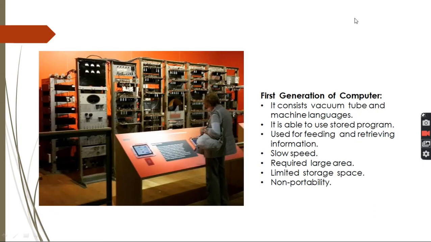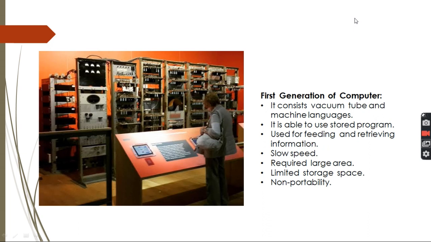So here we will start the first generation of a computer. The period of first generation of computer was from 1942 to 1955. Basically the computers of the first generation used vacuum tubes as the basic component for memory and circuitry for the CPU. CPU means what? Central processing unit.